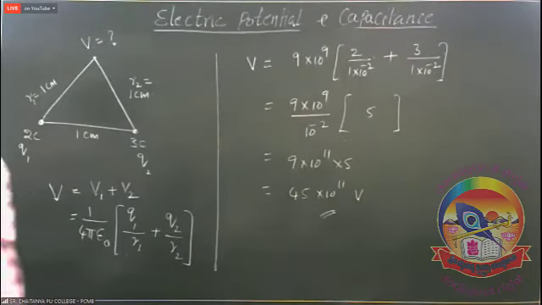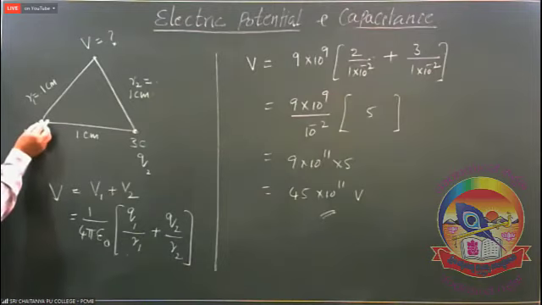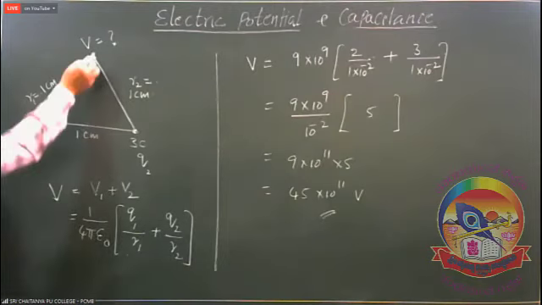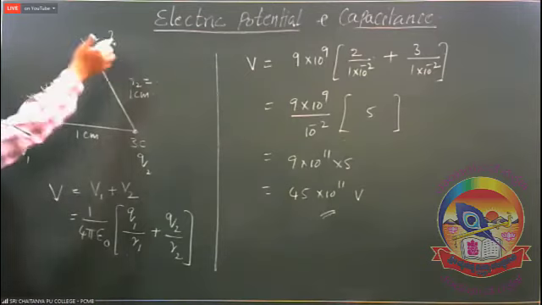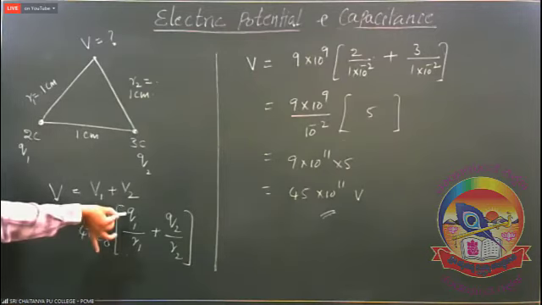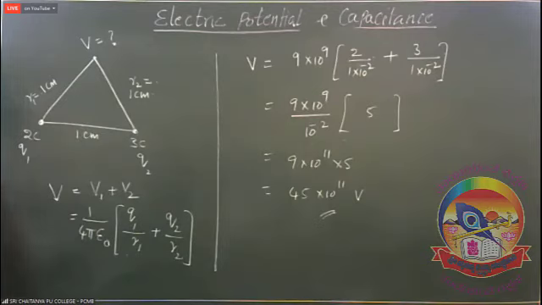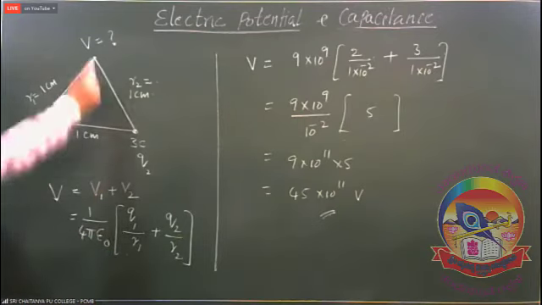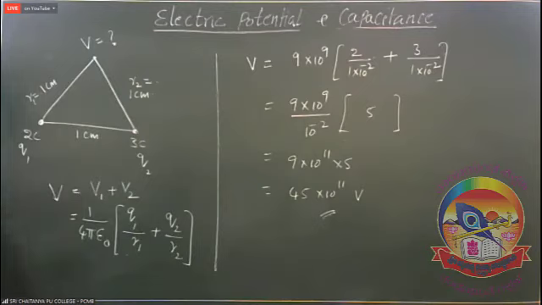That's it. From this example, what we understand is that the charge may be here or there, or somewhere else, and the point may be somewhere else as well. To find the potential, what do we need? The charge and the distance, along with their polarity, whether positive or negative. If we know these, we can calculate the net potential at that point. Okay, note down.